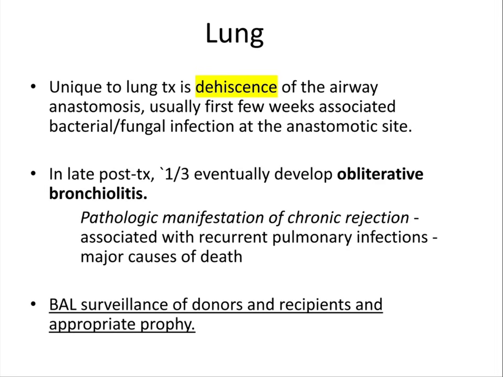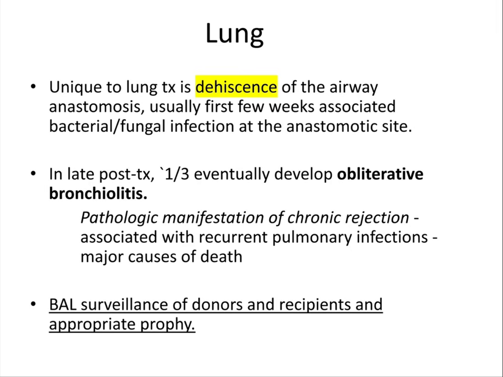But the issue with lung is that they get these repeated pneumonias and all that, and they end up with something called bronchiolitis obliterans, which predisposes them to even more infections. So with recurrent infections, they usually lose the graft in 3 to 5 years.